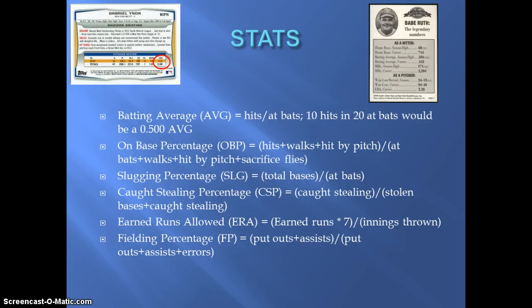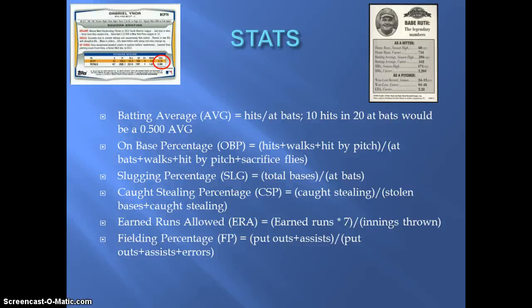Stats. Stats have been in all sports since their beginnings. Batting average, on-base percentage, and slugging percentage all refer to batters. Caught stealing percentage refers to base runners. Earned runs allowed refers to pitchers, and fielding percentage refers to fielders.